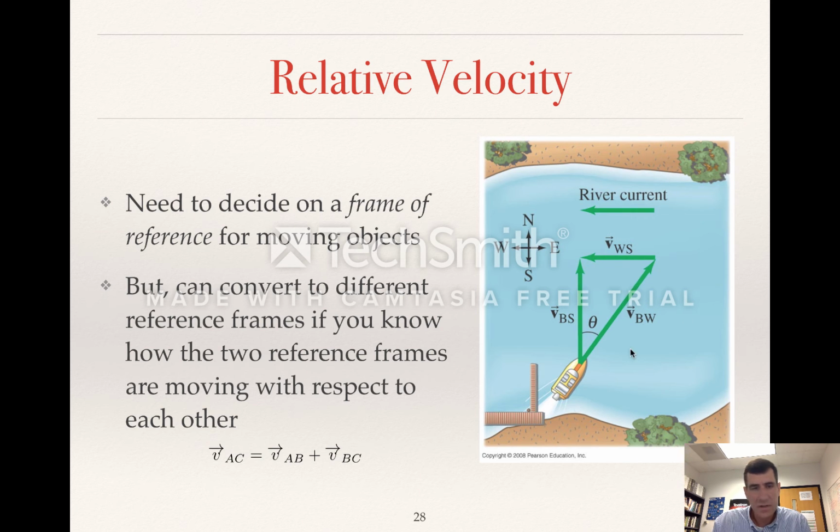So remember the little mnemonic I use. If you look at the subscripts, the little W subscripts, we want those to disappear. So we put those next to each other. VBW plus VWS equals VBS.